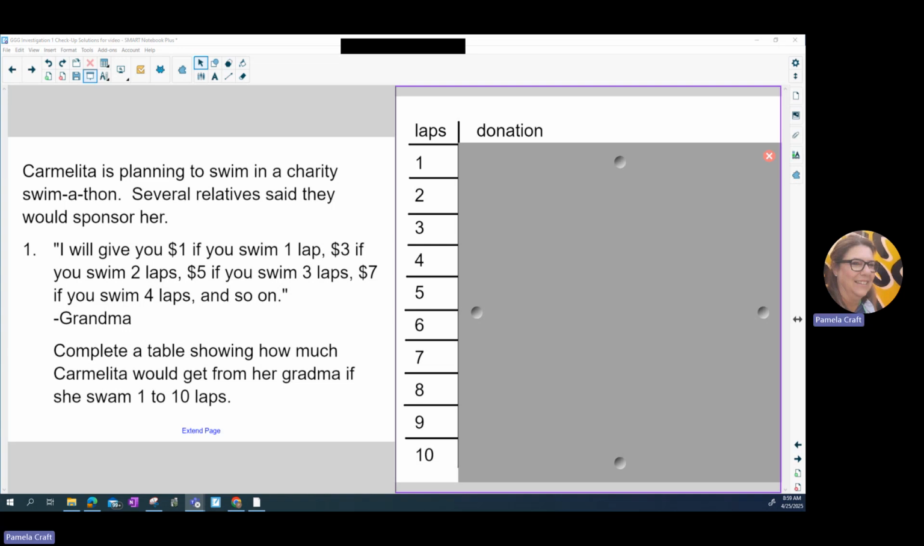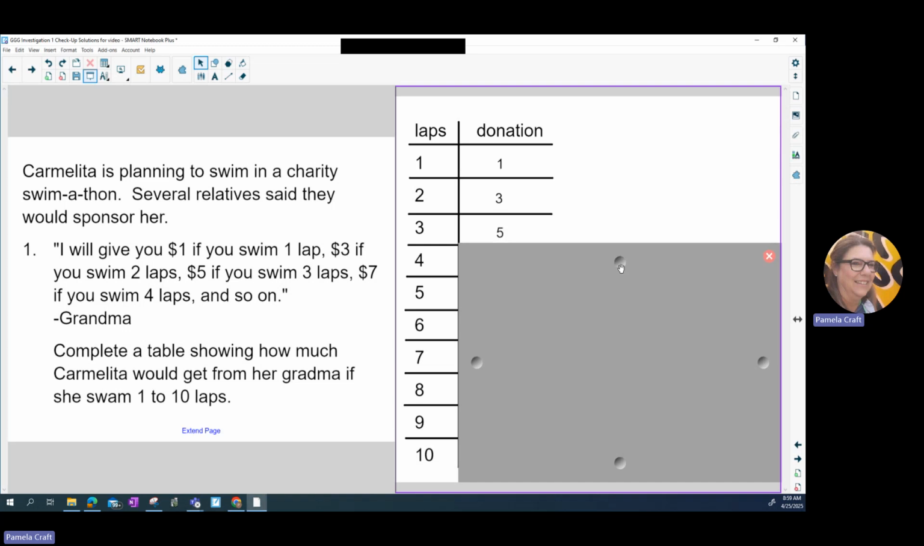So number 1, Carmelita is planning to swim in a charity swim-a-thon, and several of her relatives said that they would sponsor her. So first, grandma, and they give you the table and want you to just fill in the donations up until 10 laps. So they give you 1 lap for $1, $3 for 2 laps, $5 for 3 laps, $7 for 4 laps, and then they want you to find the pattern and continue on until 10 laps.